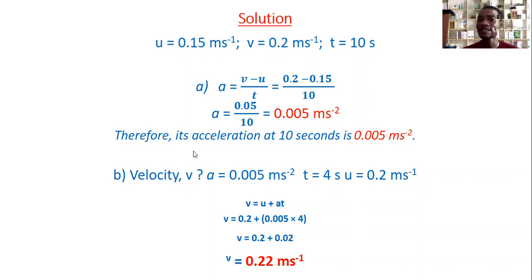Therefore, we can say that its acceleration at 10 seconds is 0.005 meter per second square. This is very simple. So please, when you calculate acceleration, don't forget to include the units. Add the units to your answer.